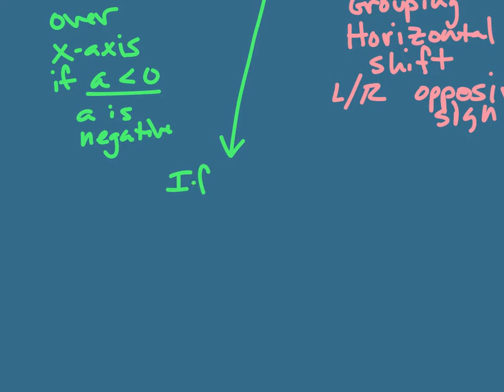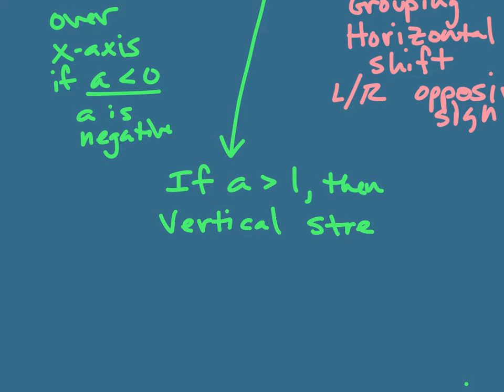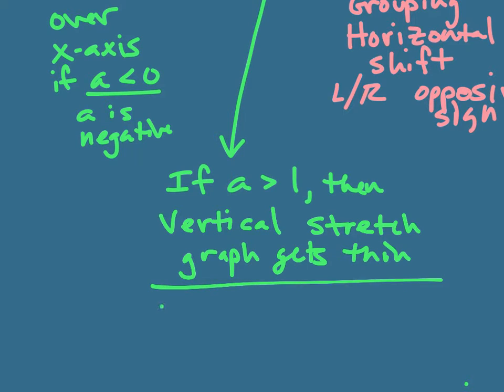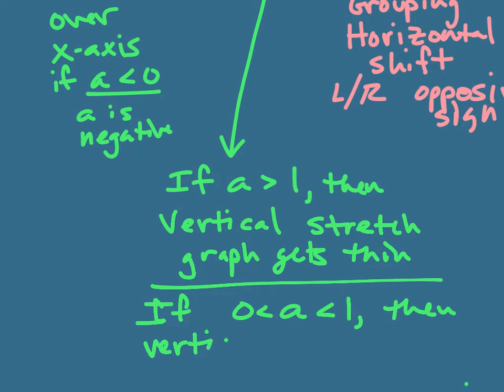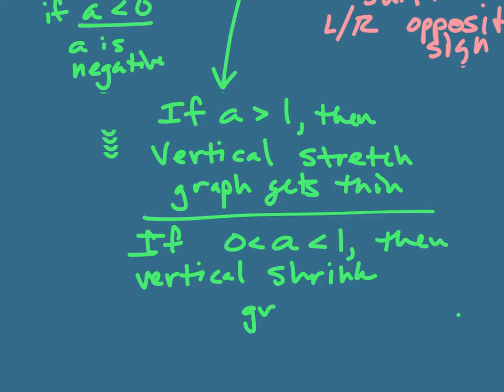If a is greater than 1, then you have a vertical stretch, meaning that your graph gets thin. The other thing that we can say is that if a is less than 1 and greater than 0, then you have a vertical shrink, and what that's going to do is make your graph fat.